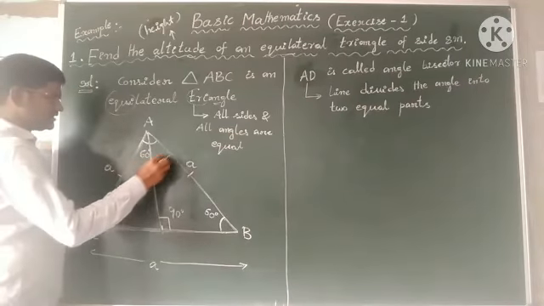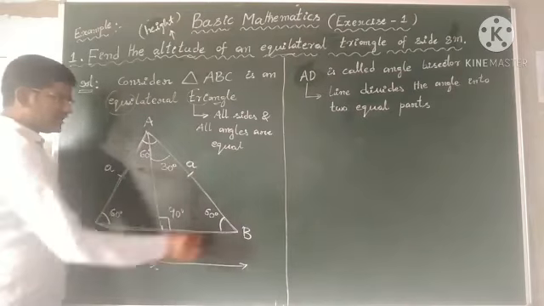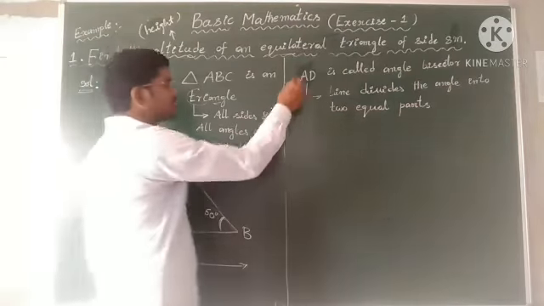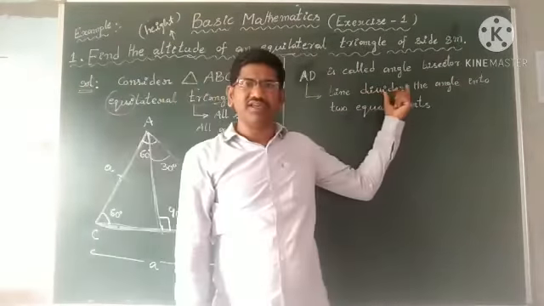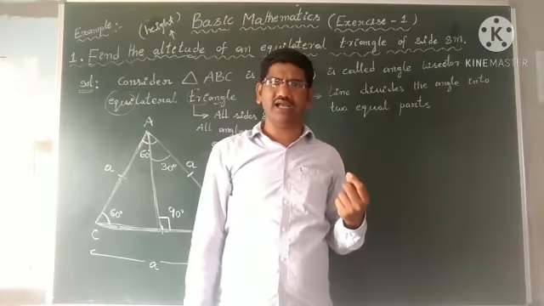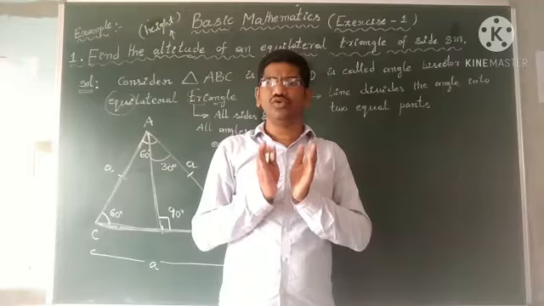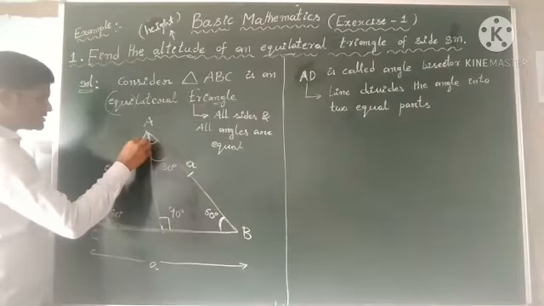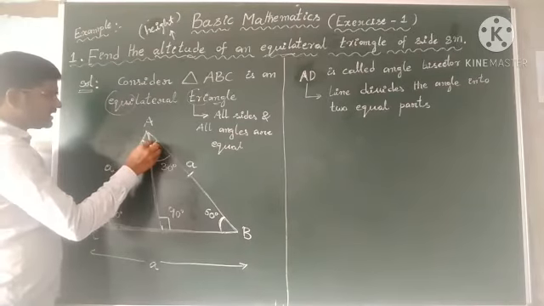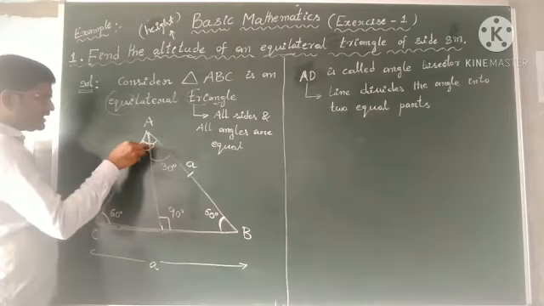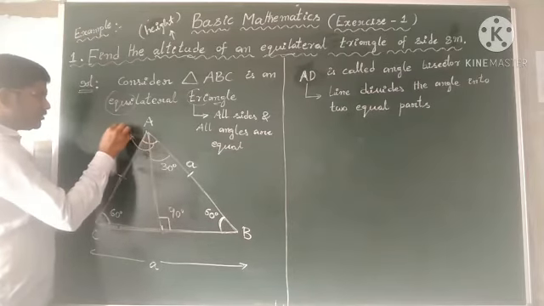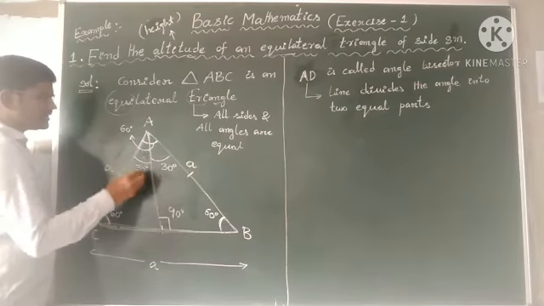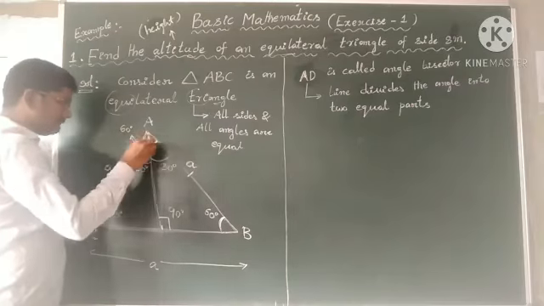So this will become 30 degrees, and this is 60 degrees. See students, draw an angle bisector. AD is called the angle bisector; it is a line which divides the angle into two equal parts. This complete angle is 60 degrees, we know. If this is 30 degrees, this will also be 30 degrees.